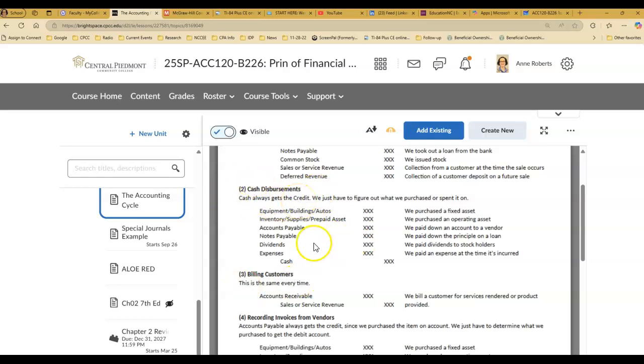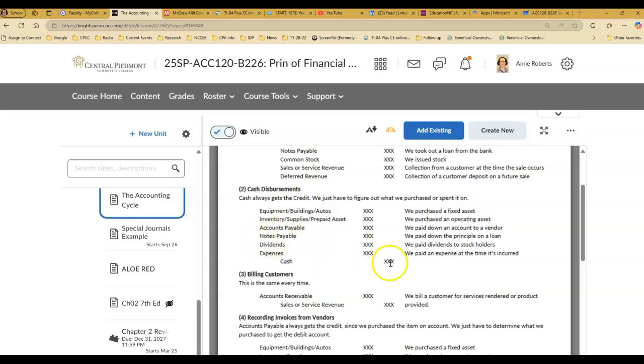All right, and number 2, right? These cash disbursements, okay? So maybe we paid cash for equipment. Maybe we paid cash for inventory, supplies, some kind of prepaid asset. We're going to talk more about those here in a little bit. Okay? Maybe we paid down an accounts payable. So maybe we bought something from somebody else, put it on the tab, and now we're paying for it. Okay? Notes payable. Here, we're actually paying back the principal of the loan. Okay, we'll deal with interest a little bit later.